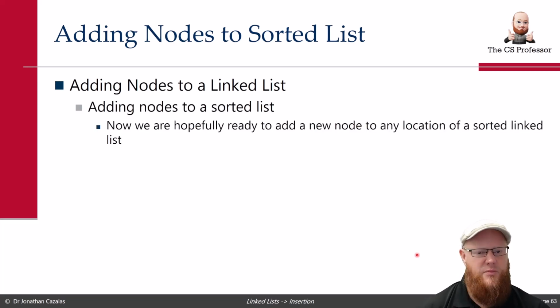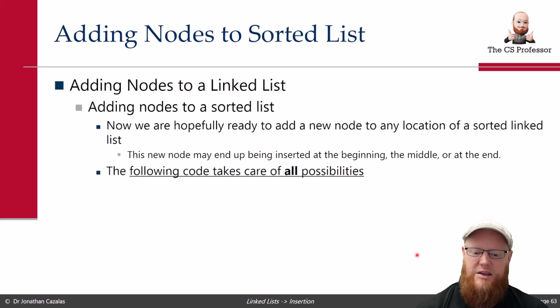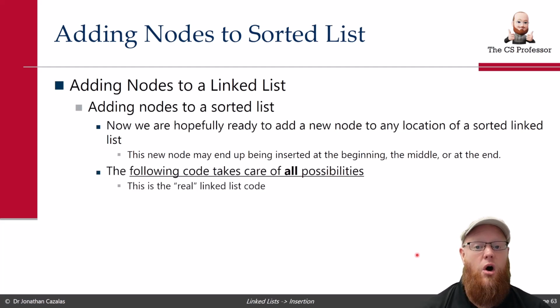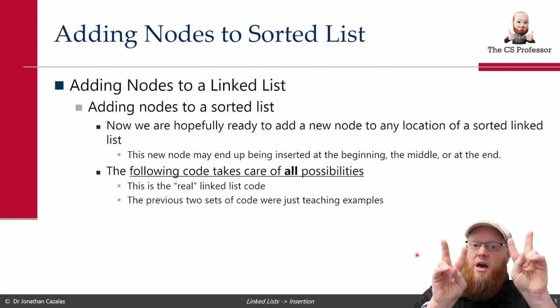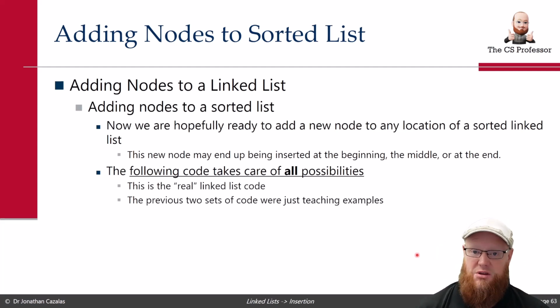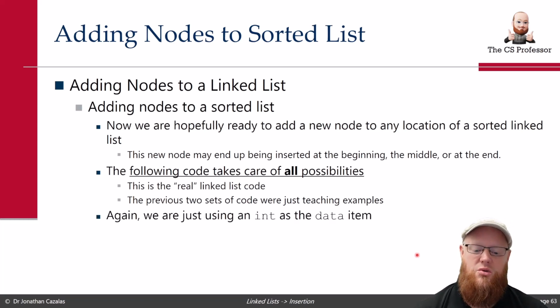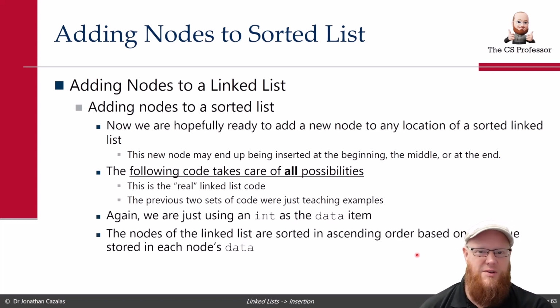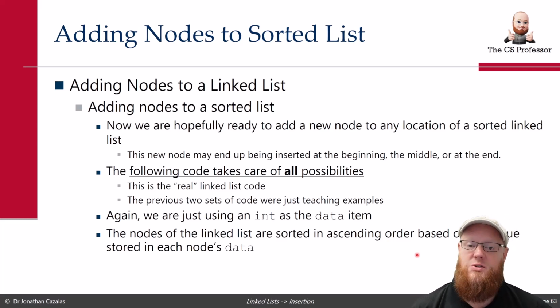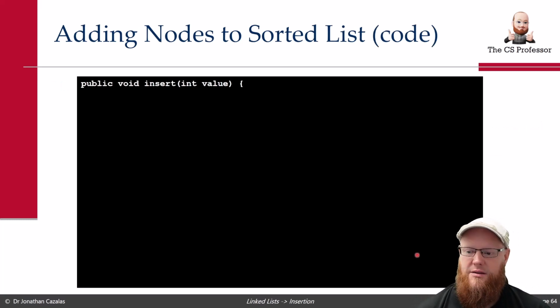That's a problem. All of this was building up to now show you the final code. We're ready to add a new node to the correct location of a sorted linked list. And this one code is going to take care of all of the possibilities. This is the real insertion method for inserting a new node into a linked list. All of those previous methods, add to front, add to end, those are just teaching examples to build us up and get us ready to now hopefully understand this code.